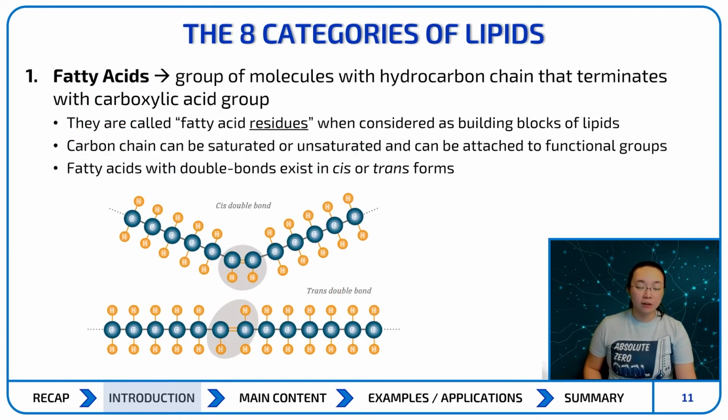Now, the 8 categories of lipids, you should be able to understand the differences between them, and I'll point out which ones are the most important to know. The first category of lipid is just a general term because all lipids are made of fatty acids, so we call standalone fatty acids a separate group. Fatty acids are groups of molecules with hydrocarbon chains that terminate with a carboxylic acid group.